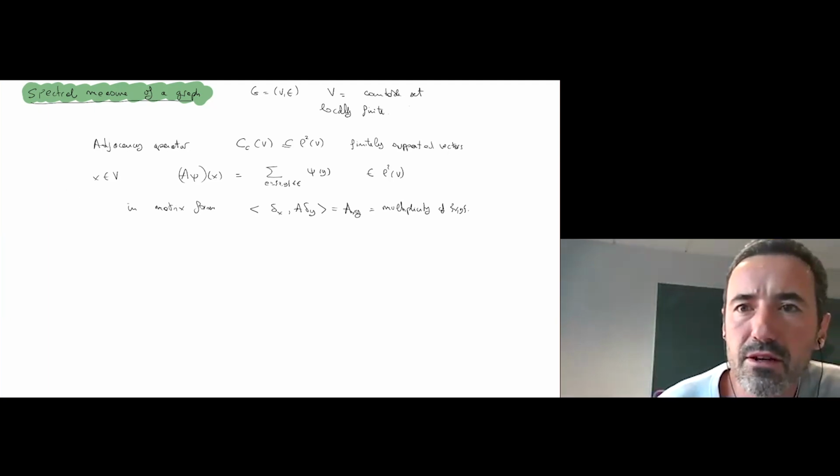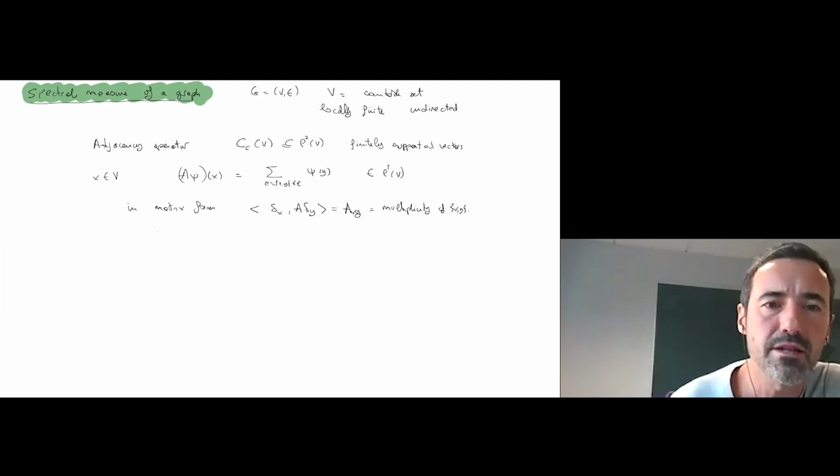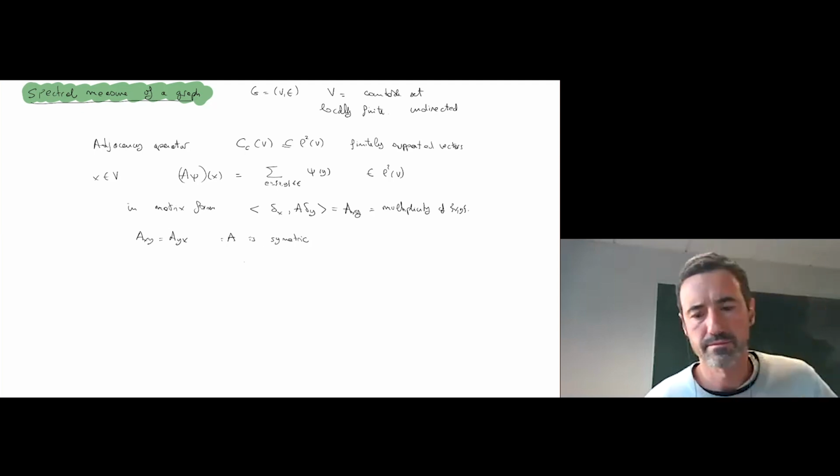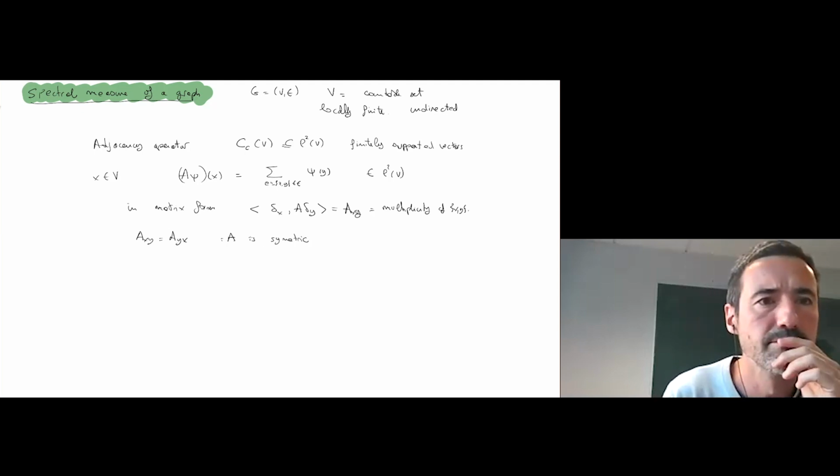So my graph is undirected. So if my graph is undirected, A is symmetric, meaning that A x y is equal to A y x. Okay, A is symmetric. So this is the adjacency operator.